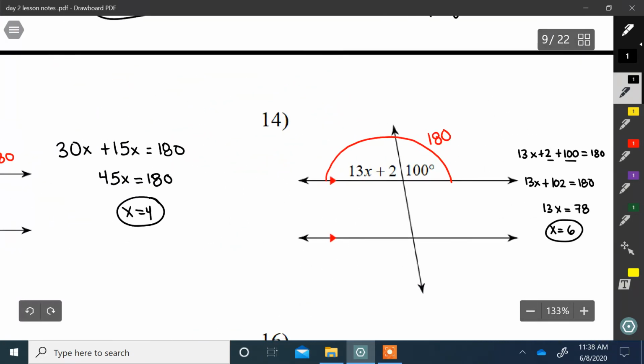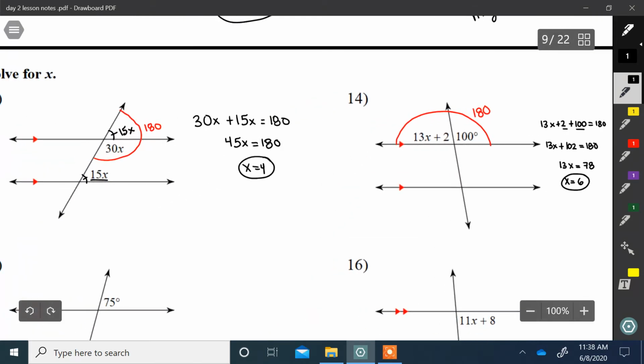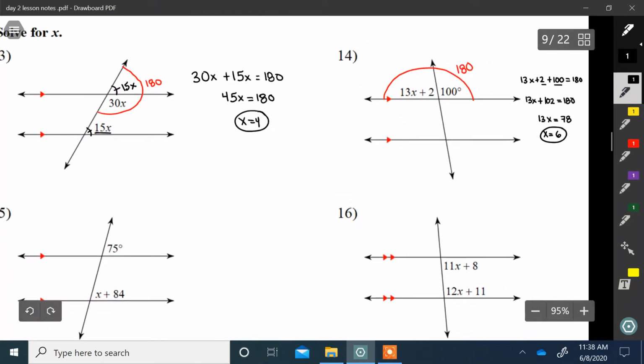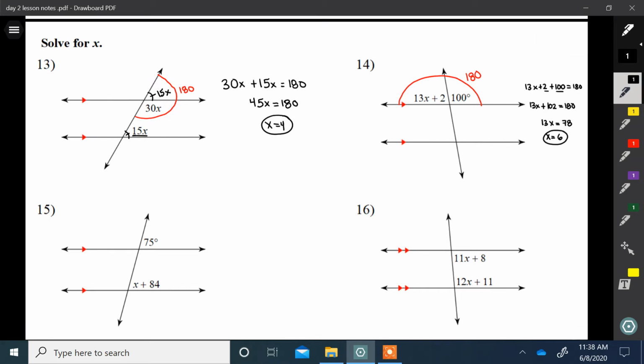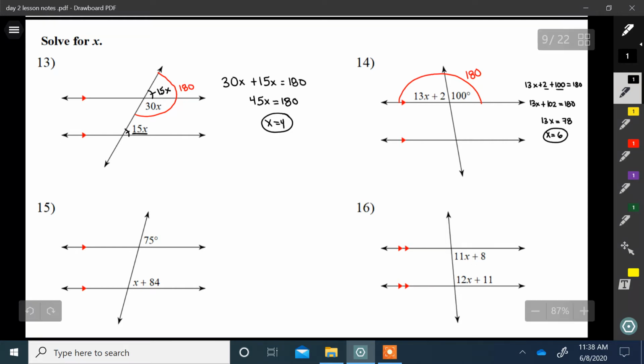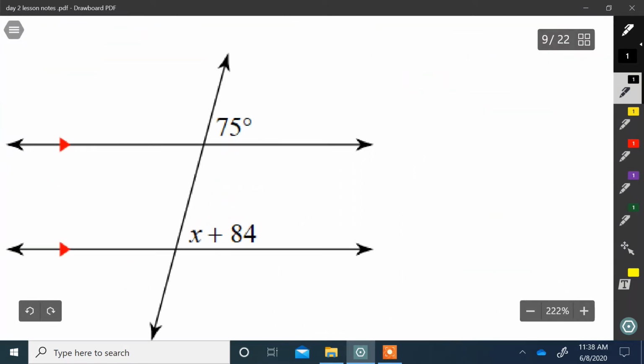The hardest part of doing all of this is being able to set up the equation correctly. Okay, set up the equation correctly. They're either going to be congruent or they're going to add up to 180. That's what you have to decide. Okay, on this one here, are they congruent or are they going to add up to 180?